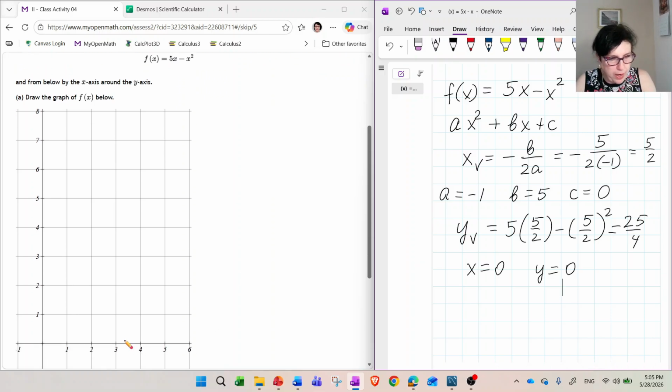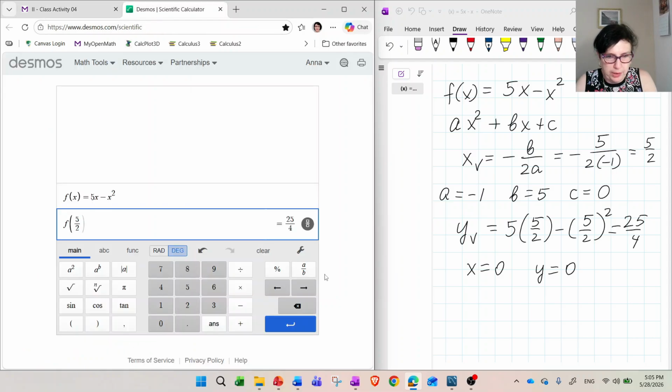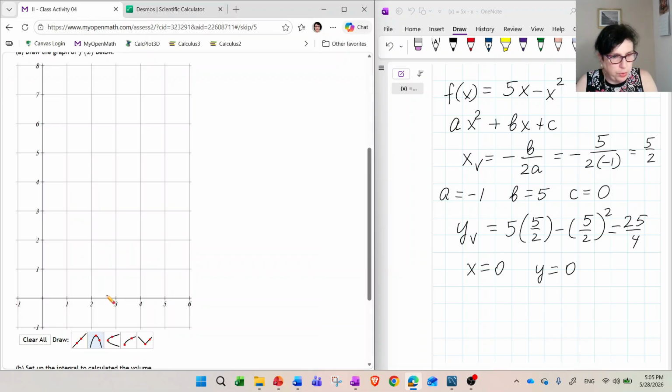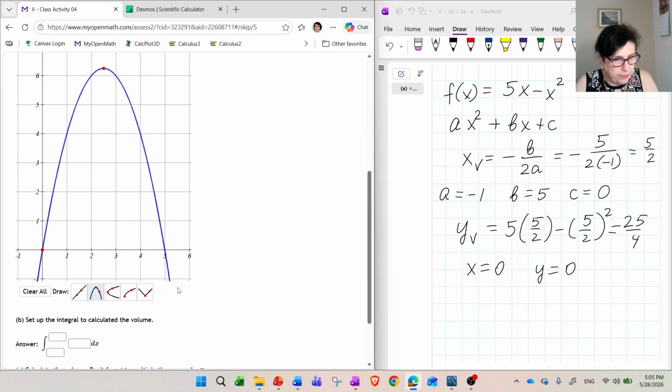We've got 5/2, so let's select the parabola tool. We have 5/2, which is 2.5. And then what is 25/4? That's 6.25. So it's going to be somewhere here. And then 0, 0. And this graph does allow you to graph in 0.25 increments, so this looks like that would be 0.25, okay?